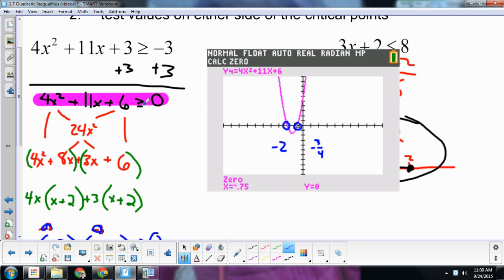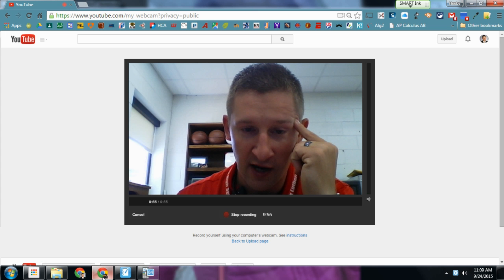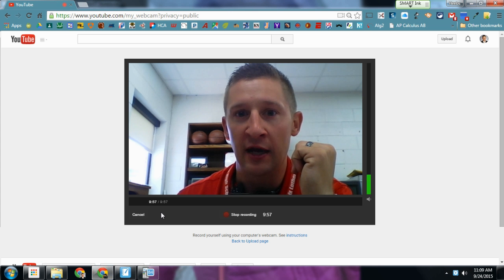It's going to be greater than 0 wherever the graph is above the x-axis. Here are all these positive outputs. So anything from here to the left is good, and anything from here to the right is going to be good, because those are the values of x that give us positive outputs that satisfy this inequality. So there you have it. Hopefully that made some sense to you, and you can figure out solving quadratic inequalities in one variable.